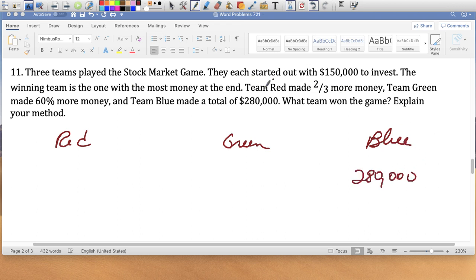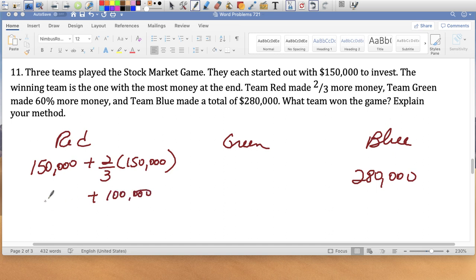The winning team, so the red team made 2/3 more money. So they made the 150,000 plus 2/3 of that. So what's 2/3? That's plus 2/3 of their initial investment, right? So 2/3 of 150,000 is 100,000 plus what they started with. So these guys made 250,000.